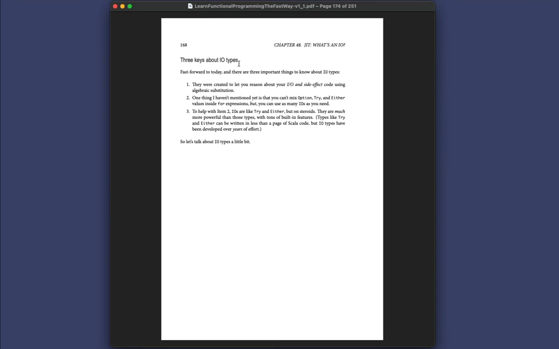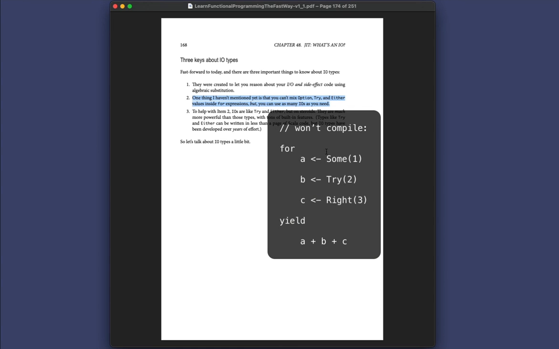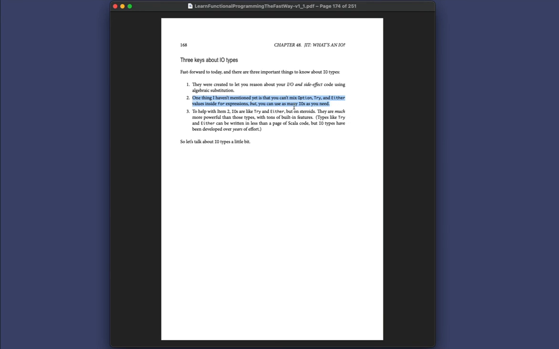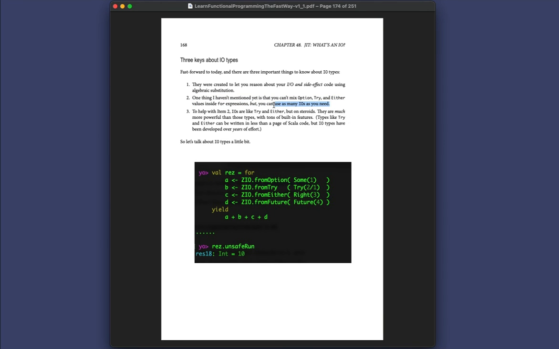Lastly, there are 3 keys about IO types, and the first one is that they were created as a way to let you reason about your code that has side effects. Secondly, if I haven't mentioned this before in this series, you cannot mix Option, Try, and Either types inside of for expressions. So what I mean by that is you can't have an Option type in the first line, then a Try type in the second line, and then an Either type in the third line inside of a for expression. You can't do that just mathematically, and in terms of types, you just cannot mix those together. But what you can do is you can mix as many IOs in there as you need to.